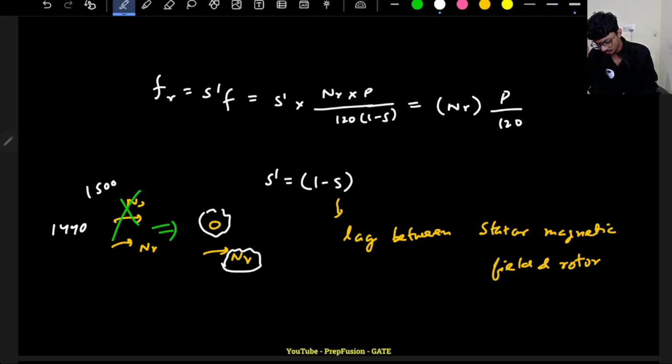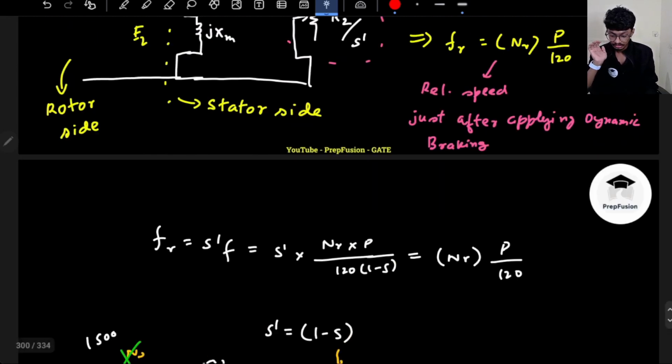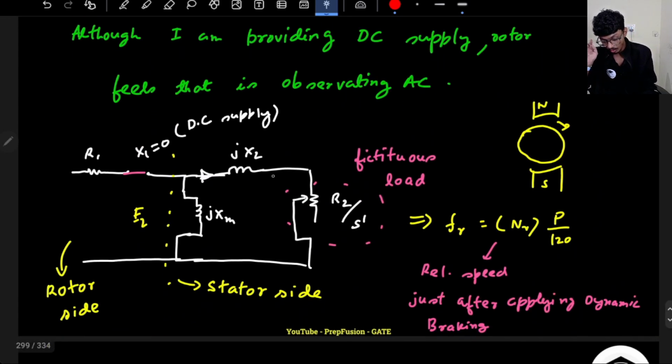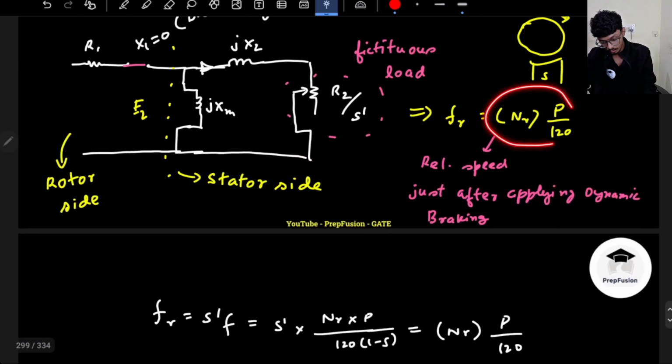So here, what was the slip? Approximately, I'm just writing the values over here, let's assume 0.05 or something. Here what will be the S prime, the new slip? It will be 1 minus 0.05, that is 0.95, which is very high, which is actually correct, right? Because the relative speed here is higher. Here what was the relative speed? It is NS minus NR. Relative speed is higher, so the frequency that will get induced in the rotor side will also be higher, that is this frequency NR into P divided by 120.